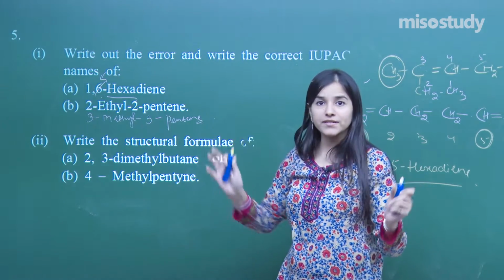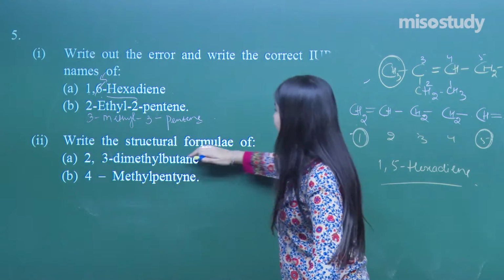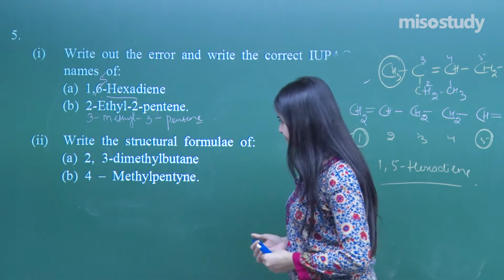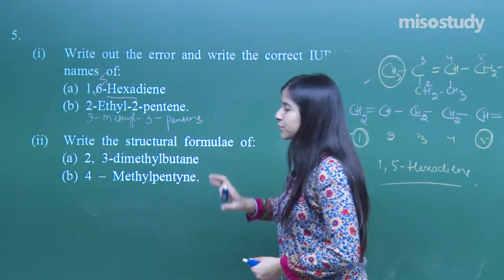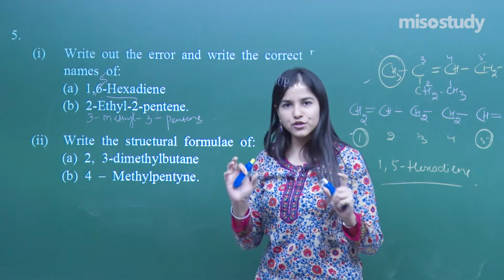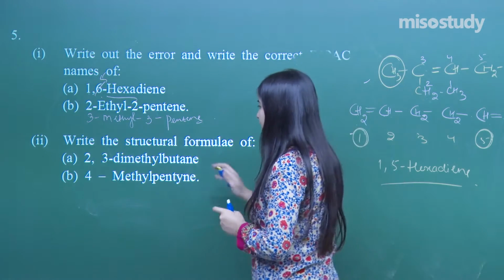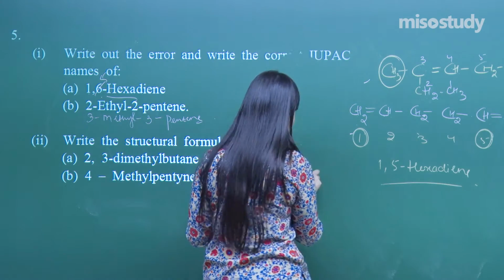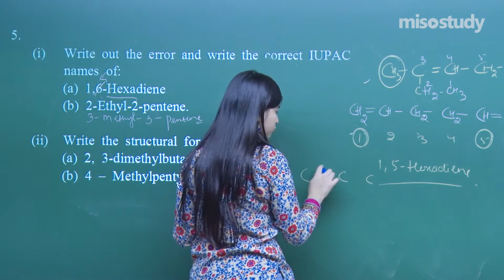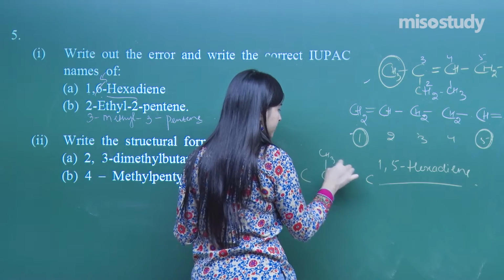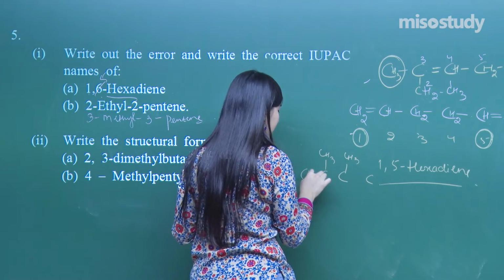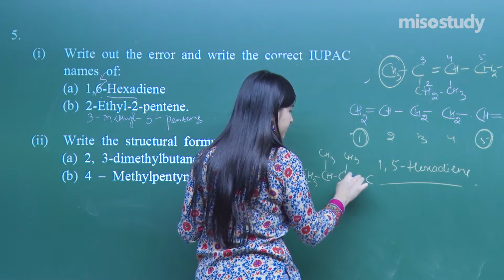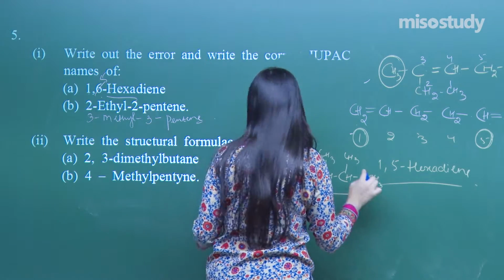Because it's not rocket science as such. Write the structural formula of 2,3-dimethylbutane. It's a simple one. You have to just form the structural formula. 2,3-dimethylbutane. 2,3 means this, and you get the answer. Yes, it's simple, done.